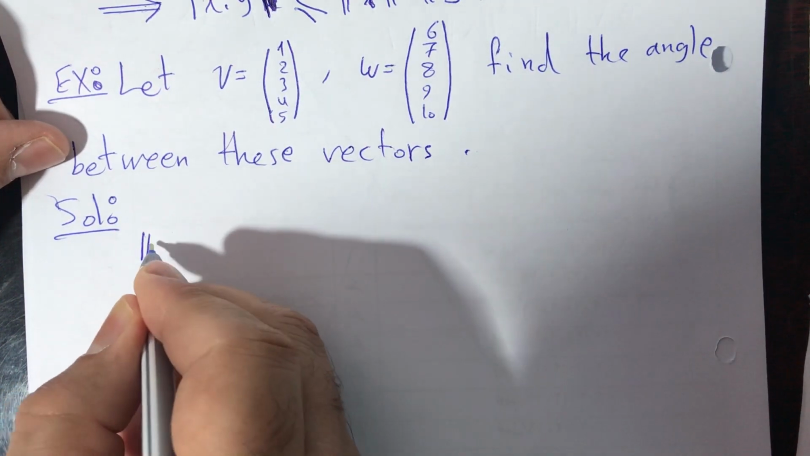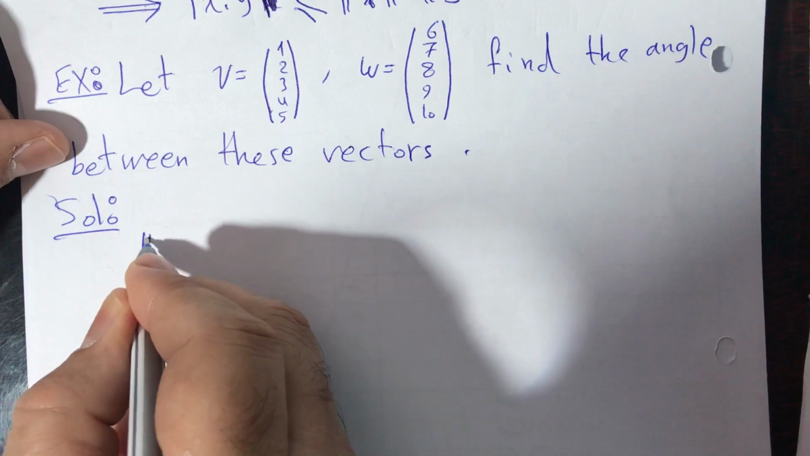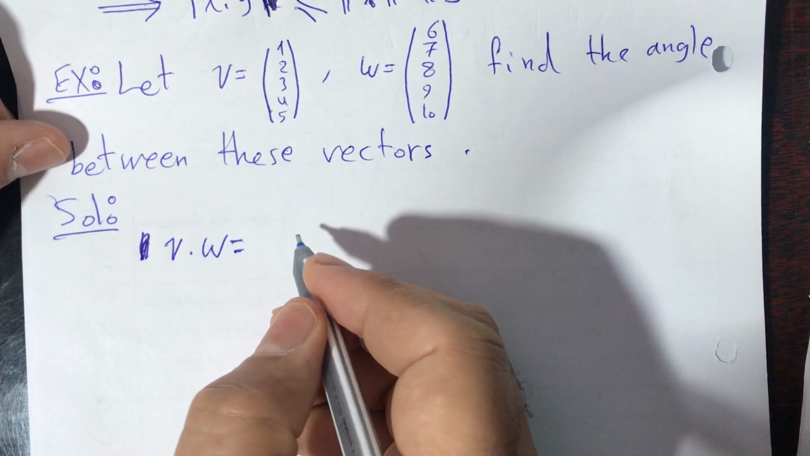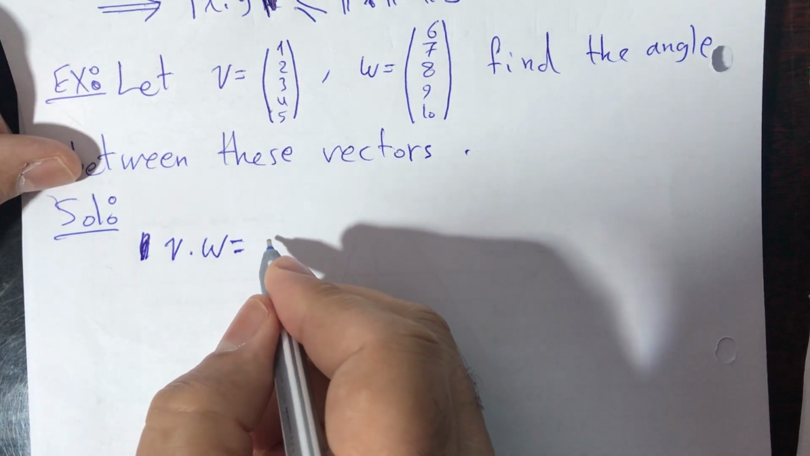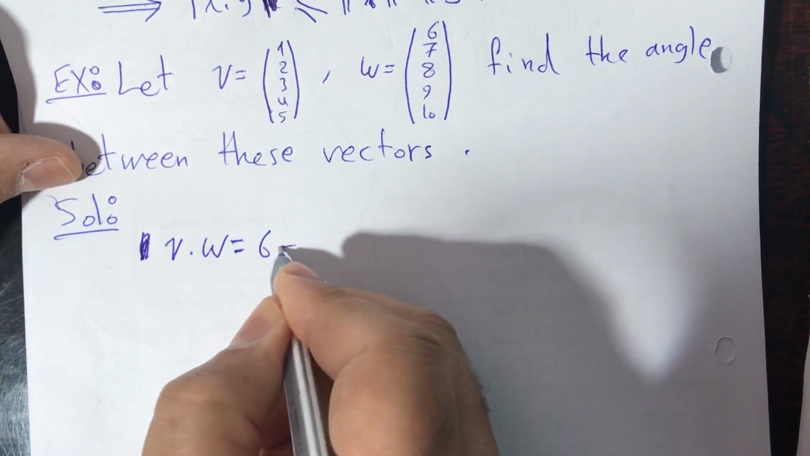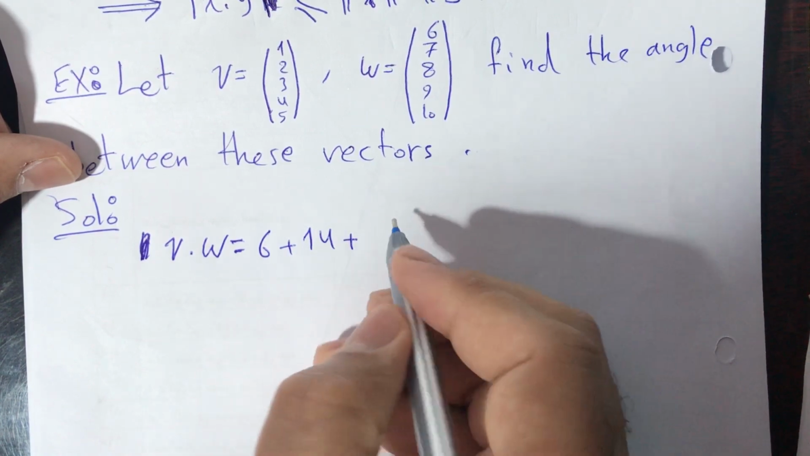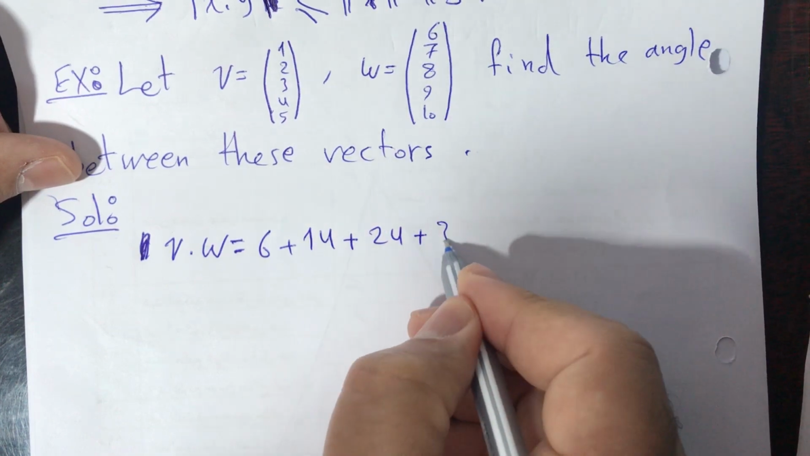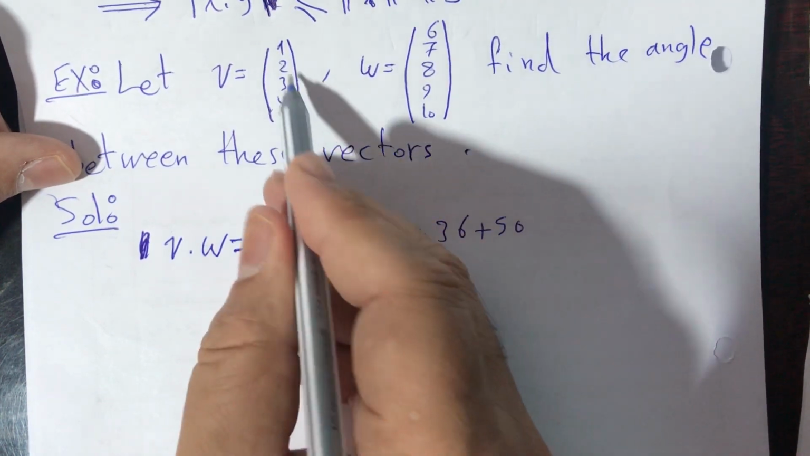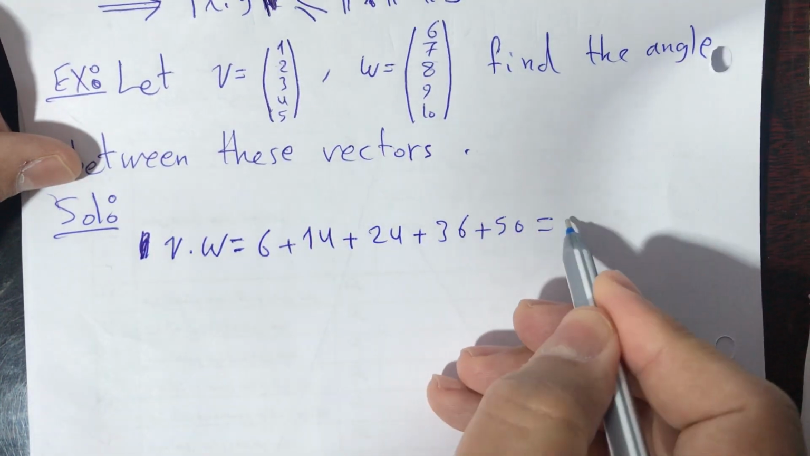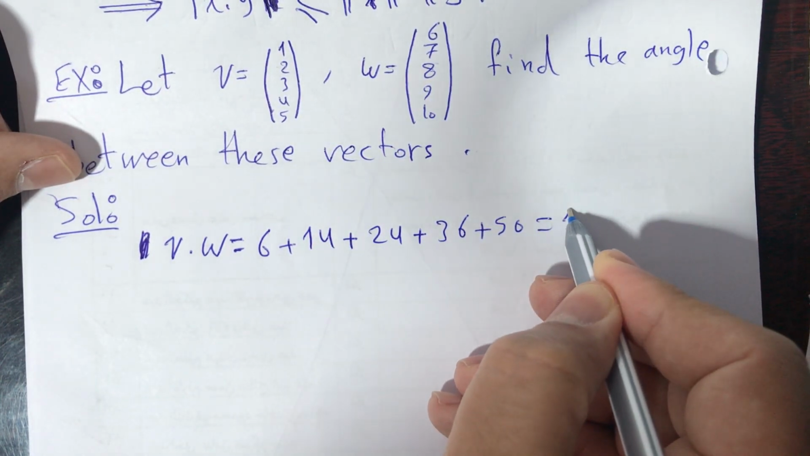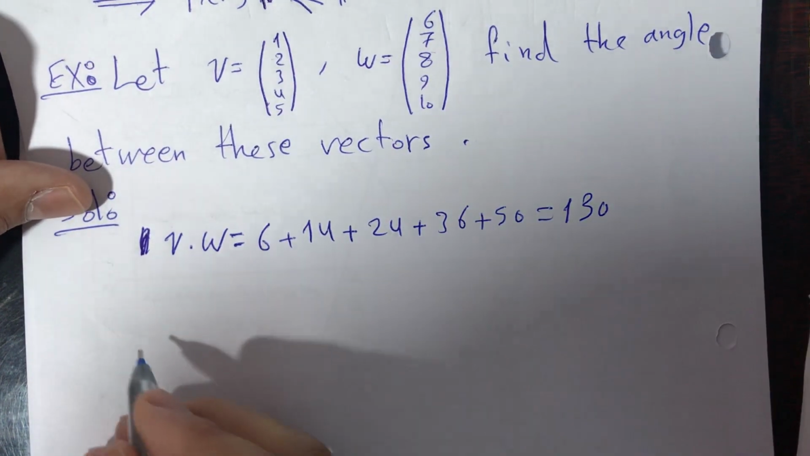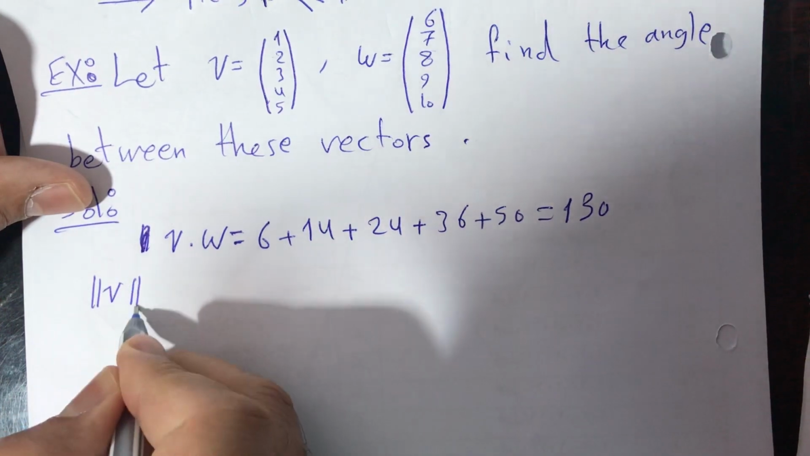First we find v dot w, which is equal to 6 plus 14 plus 24 plus 36 plus 50. This is the sum of the products, and this is equal to 130. And also we can compute the norm of v.